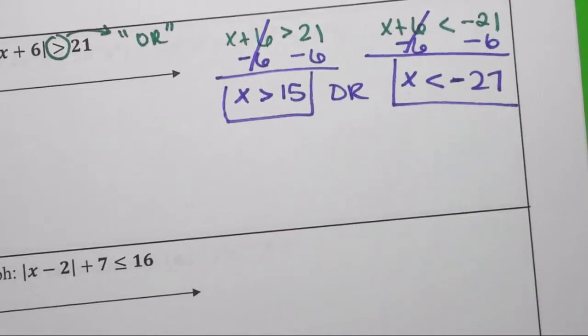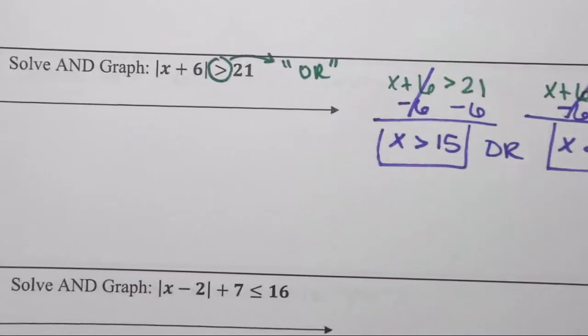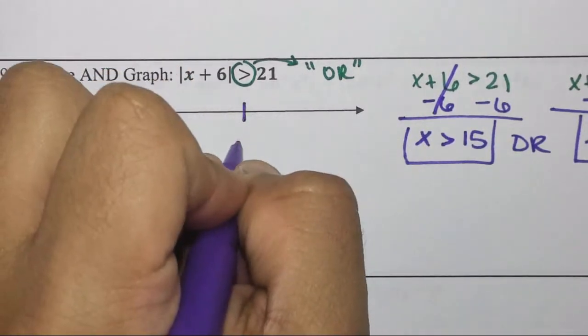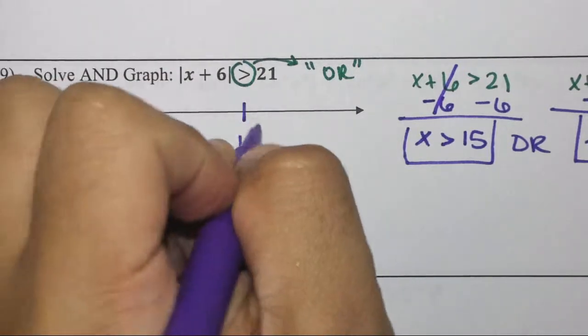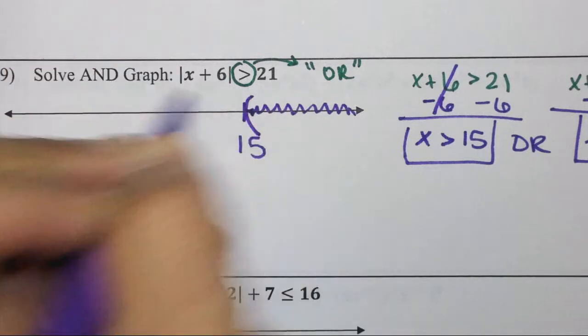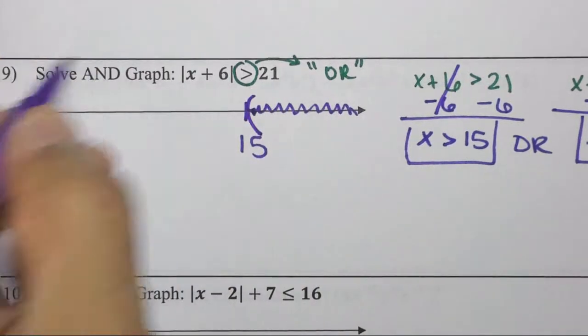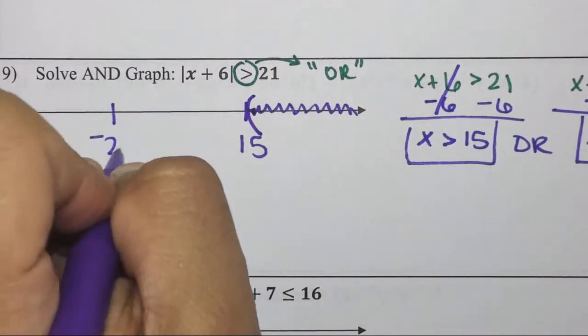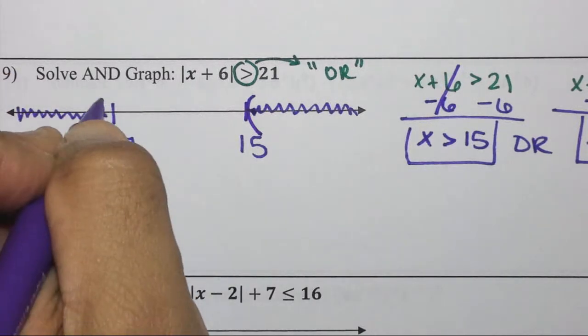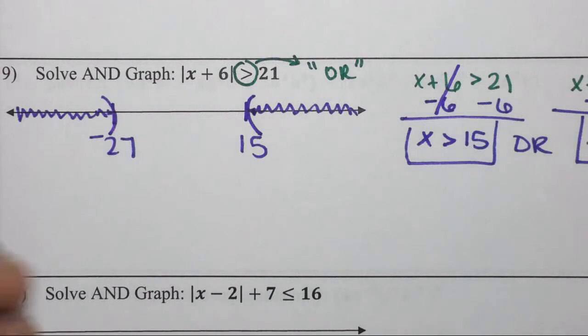When it comes time to graph the ORs, they should look like this. Here's 15, shade towards the right. So that must be a parentheses. Here's negative 27, shade towards the left, and that's a parentheses. All of the ORs go in opposite directions.